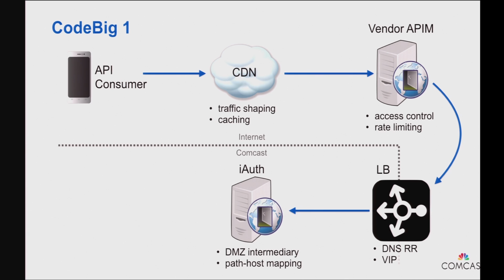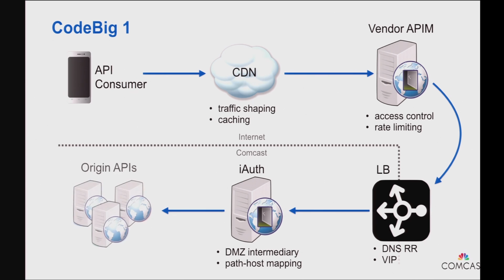This is a major piece of the infrastructure. And then finally, you get to the origin APIs. So you see you've gone like 5, 6 hops to get from the consumer all the way to the origin API.